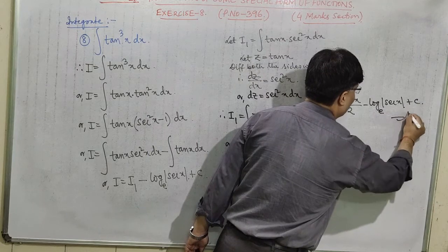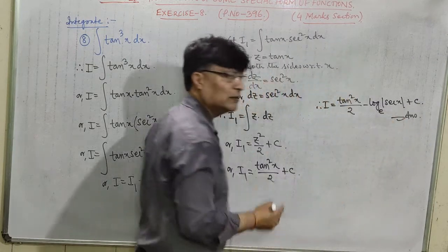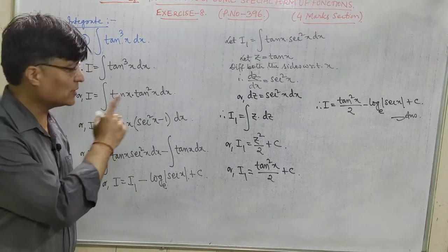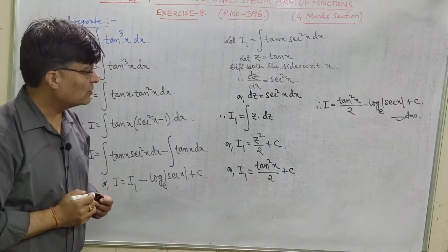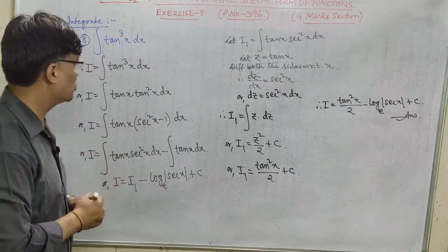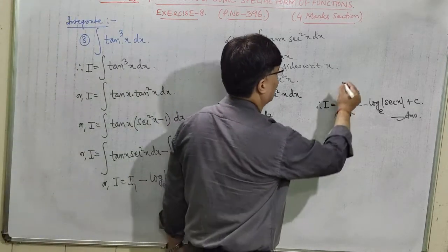So only one c, that is the constant of integration, should be written. So that is the final answer. I think you have understood it. So you can copy it. Similarly, you can do this at home.